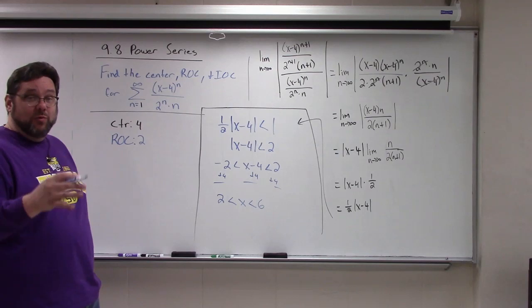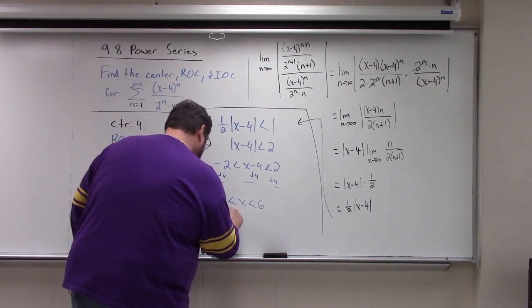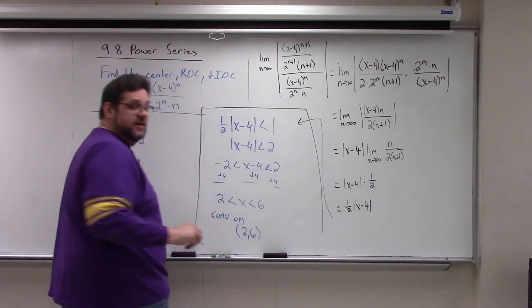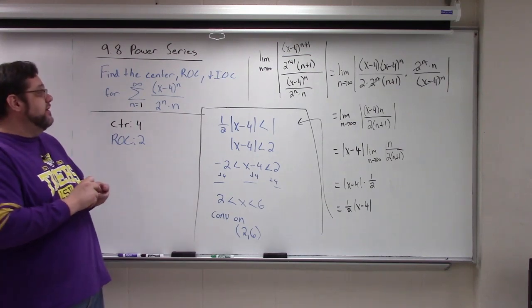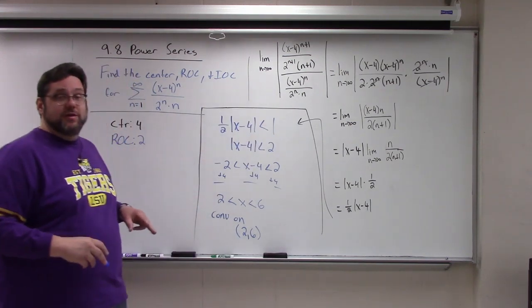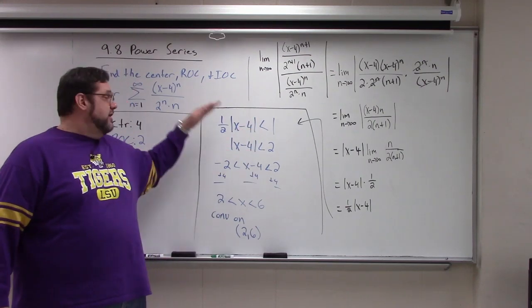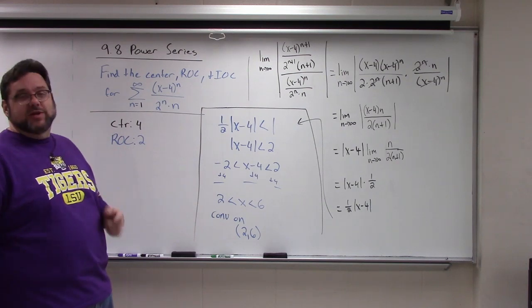All right, what does this mean? This means I have convergence on the open interval from 2 to 6, because that's where this limit is less than 1. Whenever x is between 2 and 6, this limit is less than 1, so we have convergence by the ratio test, which I didn't write up there.